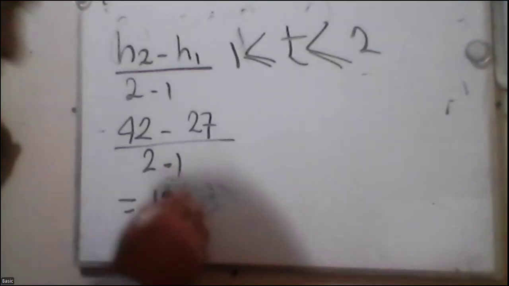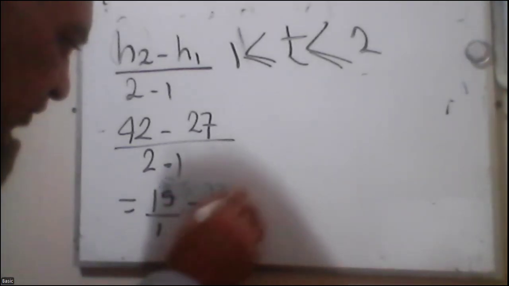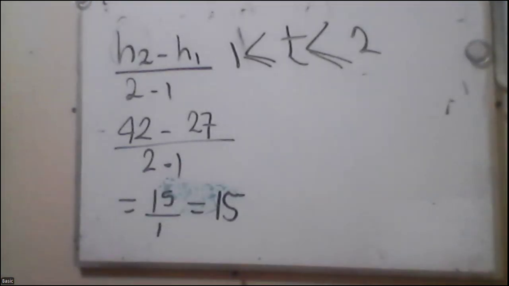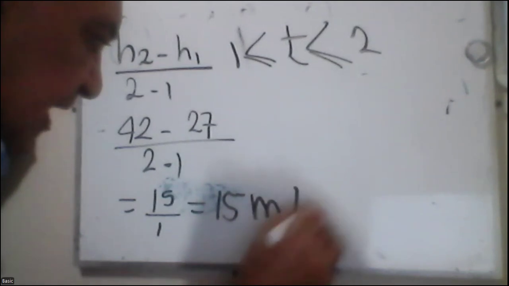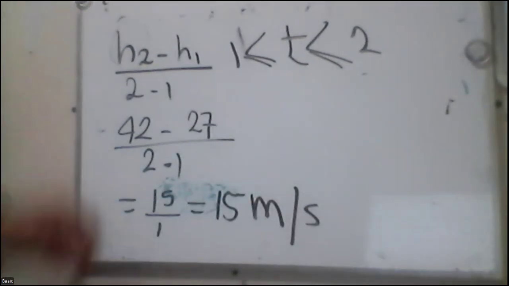15 divided by 1 will equal 15. 15 what? Meters per second. So this means the rate of height change is 15 meters per second, because the height is in meters and the time is in seconds. So it's 15 meters per second.